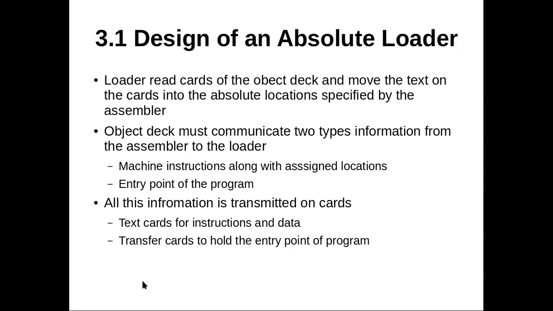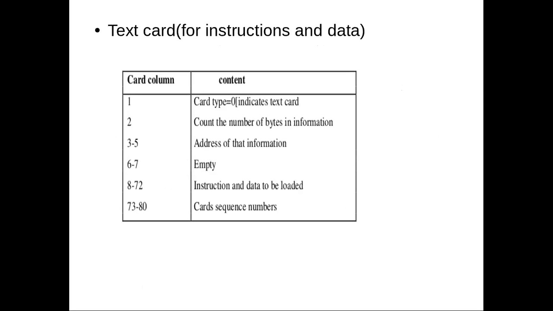Now we are going to see the format of the text card and transfer card. So this is the format of the text card. Text card means what? It is the card in the object program. It contains the converted machine language instructions and data, as well as the address at which we have to store them. Each text card will contain 80 columns, whereas each column contains 1 byte of information.